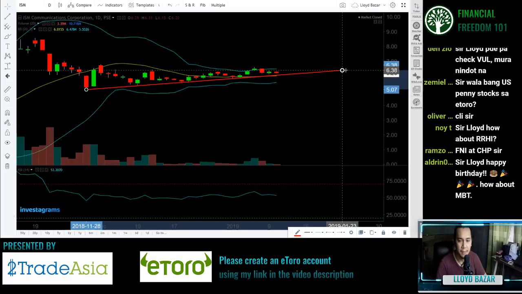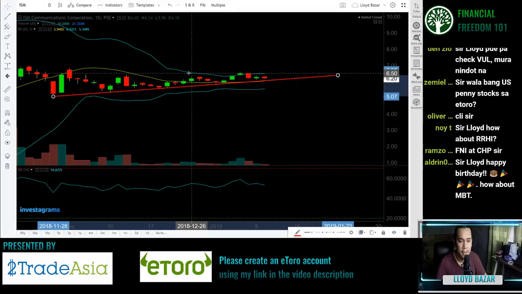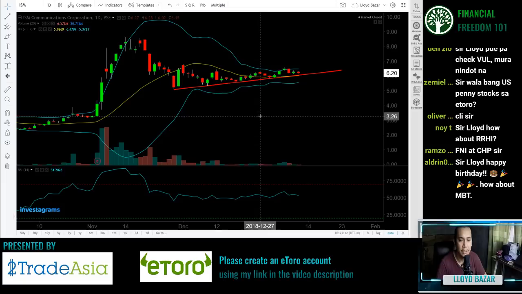There's a very steep uptrend line. Right? So, as much as possible, yung uptrend line niya po, yun pasukin ninyo. Nag-aabang lang yung mga tao sa January 31. So, most probably, pag natuloy na yung Udena backdoor, most probably, aakyat na yan. So, while mura pa, you can test out that.